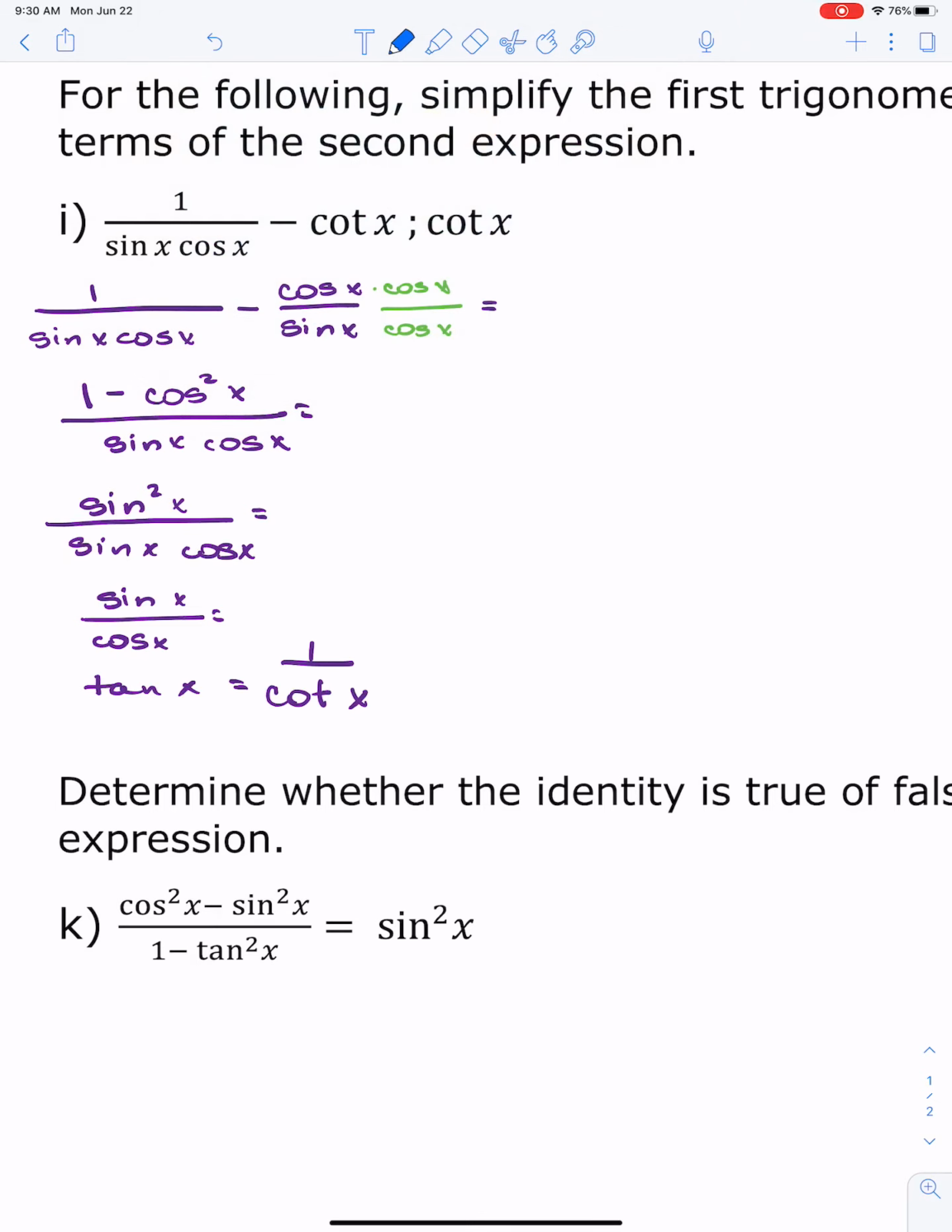And if you are getting hung up on this one right here, remember that sine squared x plus cosine squared x always equals 1. So I can subtract that cosine squared x from both sides, and 1 minus cosine squared x equals sine squared x.